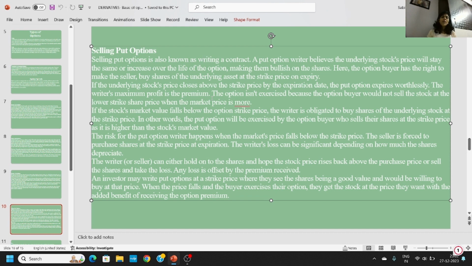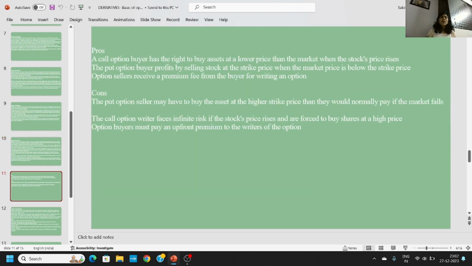Same thing, if the stock price's value falls below the option strike price, the writer is obligated to buy shares of the underlying stock at the strike price. In other words, put options will be exercised by the option buyers who sell their shares at the strike price as it is higher than the stock market price. So the call writer, put writer, next video I will explain properly.